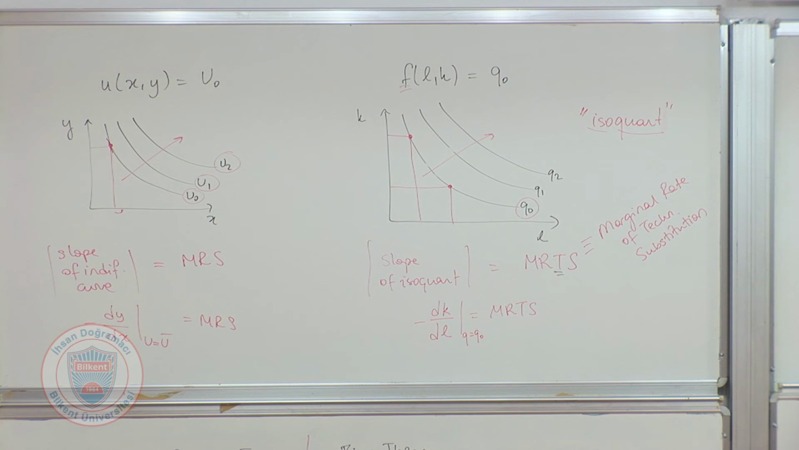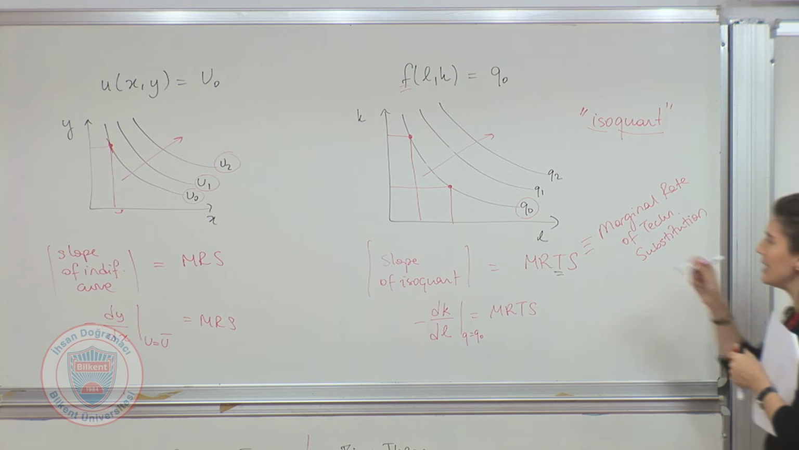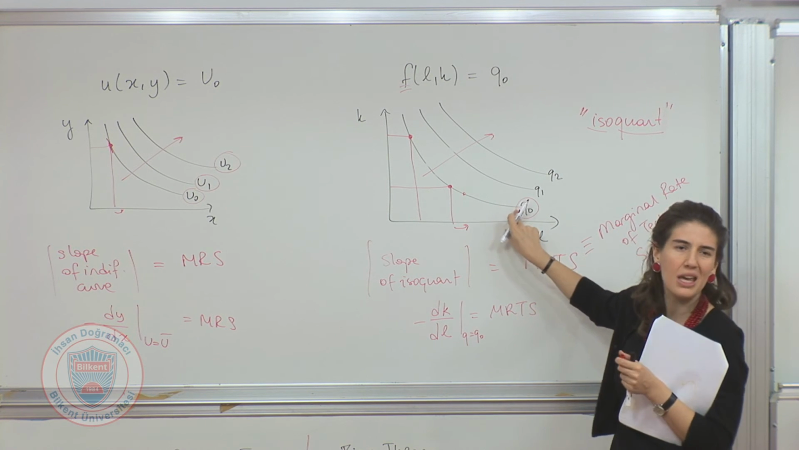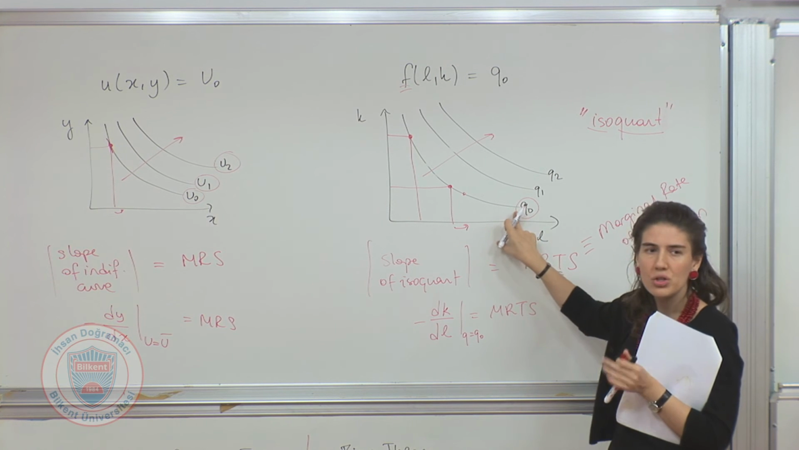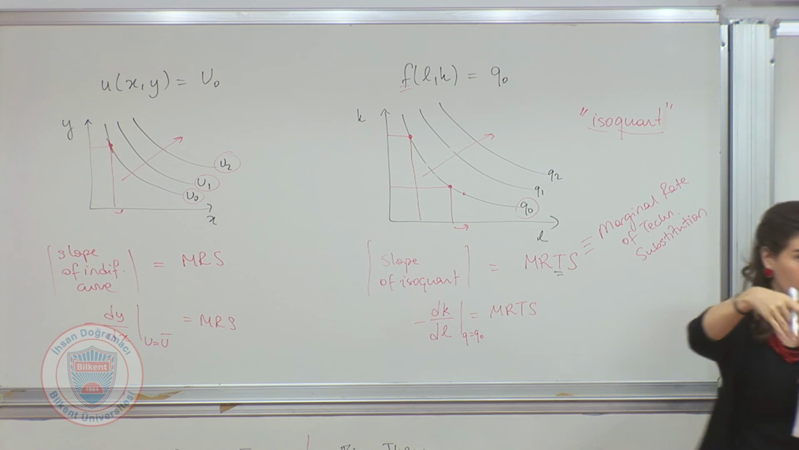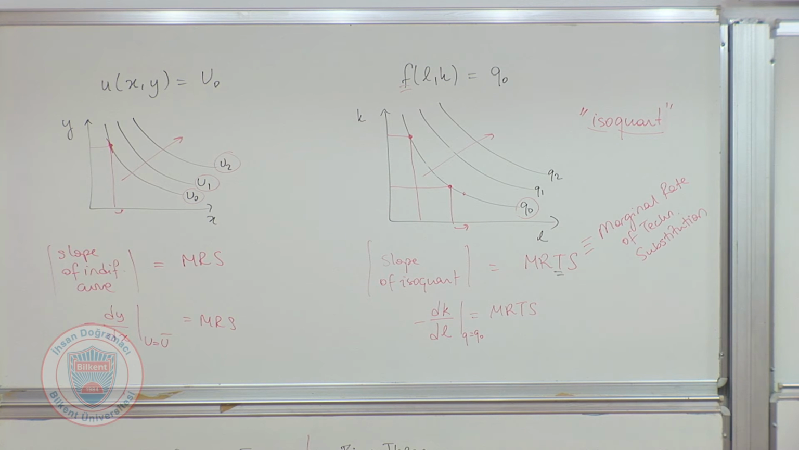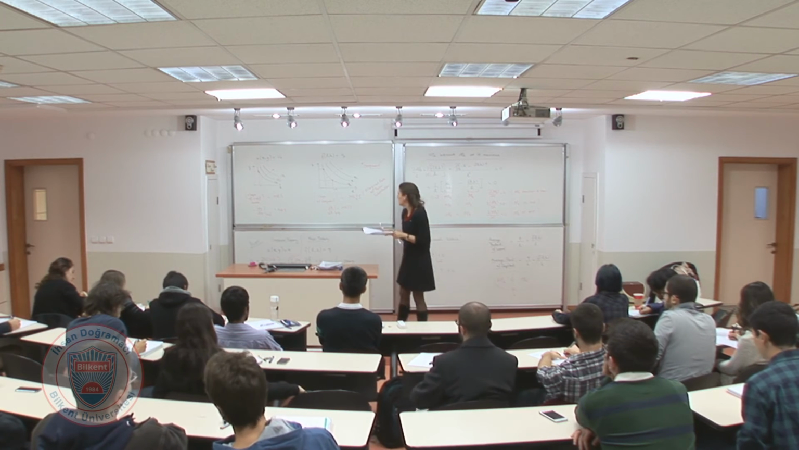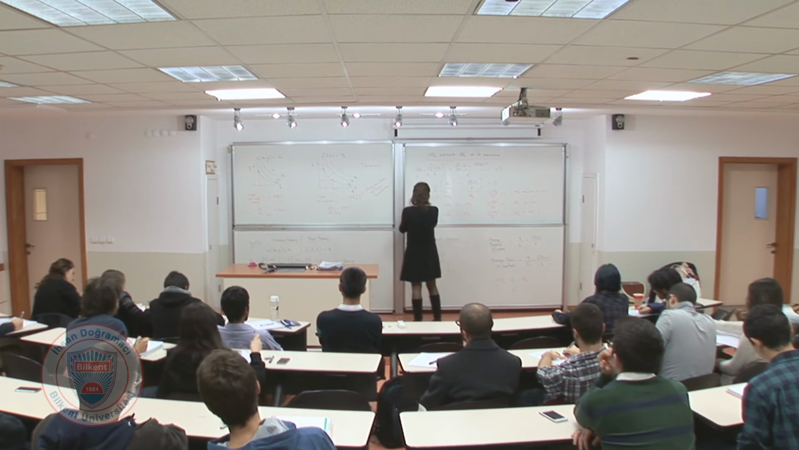So suppose 1 more unit of labor is now available. Suppose that you want to produce the same amount. How much of your capital are you willing to get rid of, or willing to give up? So that's basically the same, okay? You see that nothing is different here.